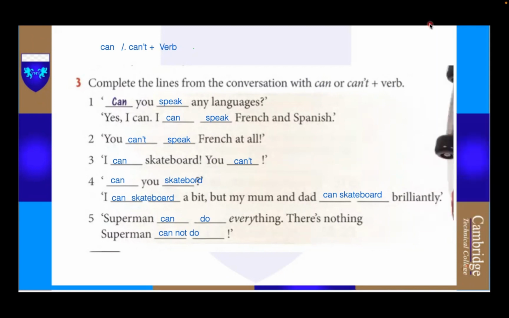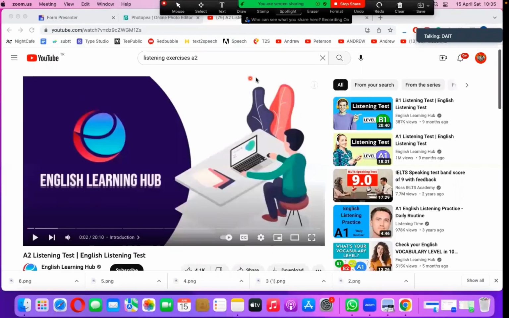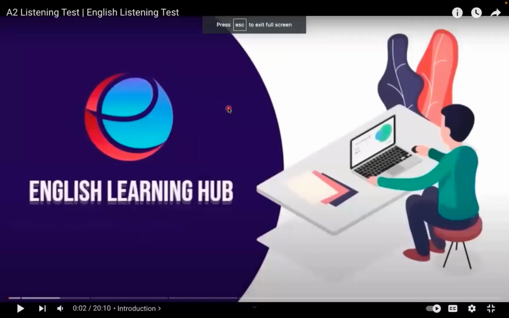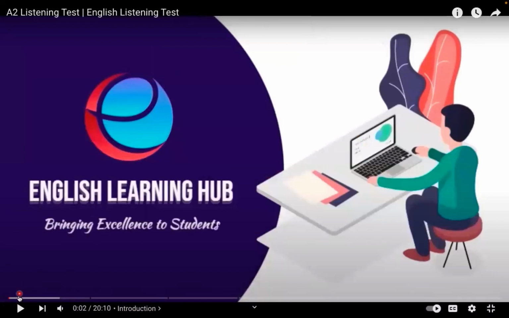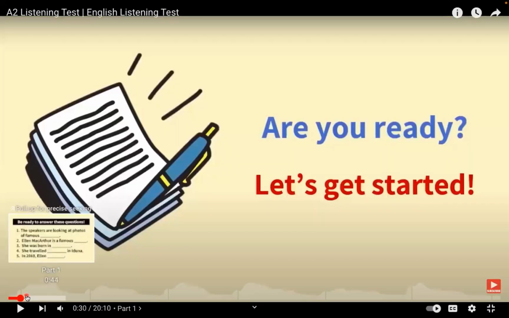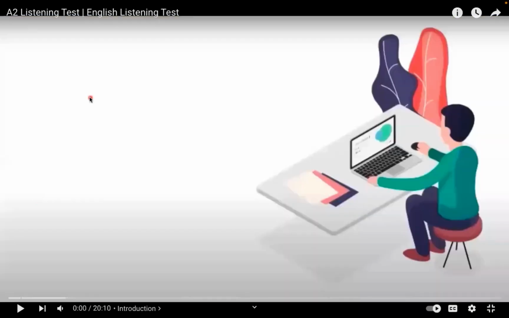Anyway, let's move on to the next exercise, which is a listening exercise. We're going to listen to an audio recording, and then we're going to answer some questions. Okay? وبعدين راح نجاوب على هذه الأسئلة. First, let's check the audio and see if you can hear clearly.